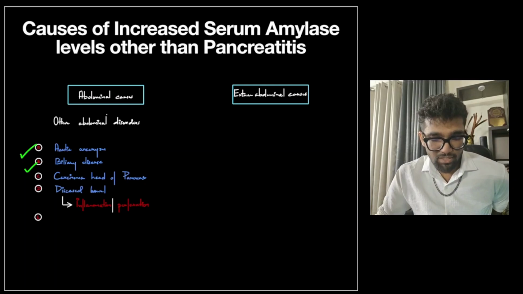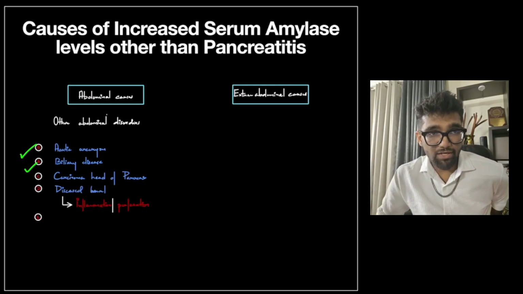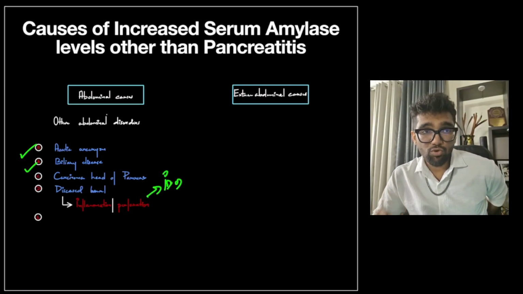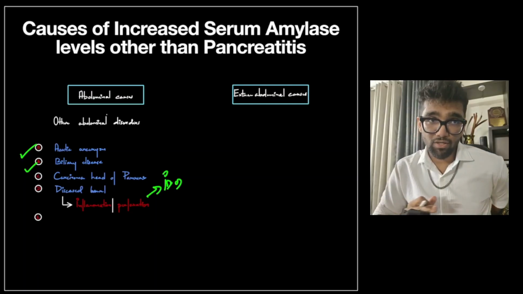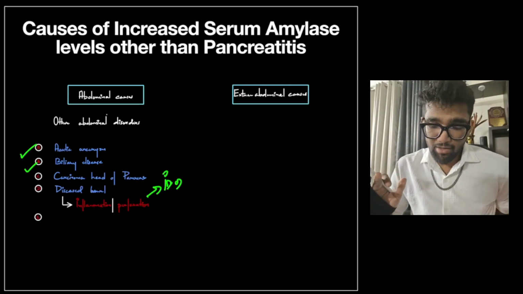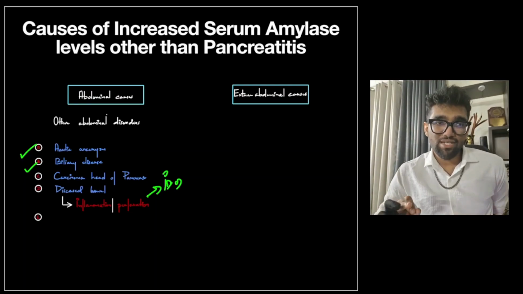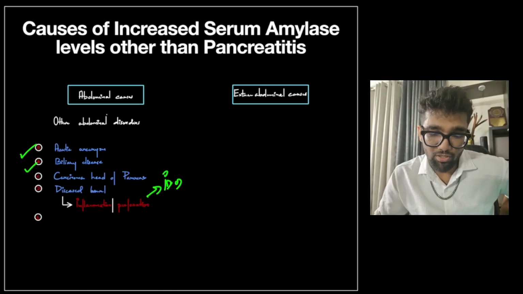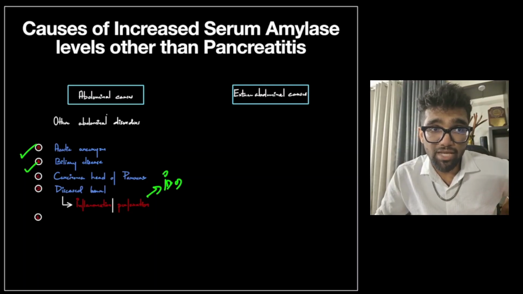Then there is a diseased bowel. That is a perforation of the gastrointestinal tract or inflammation of the gastrointestinal tract. Very importantly, IBD. So as I discussed earlier, in cases of Crohn's disease, there are multiple causes of pancreatitis, but also you can just have intestinal inflammation and an elevation in serum amylase levels that is responsible for the elevation, and there may not actually be any acute pancreatitis.